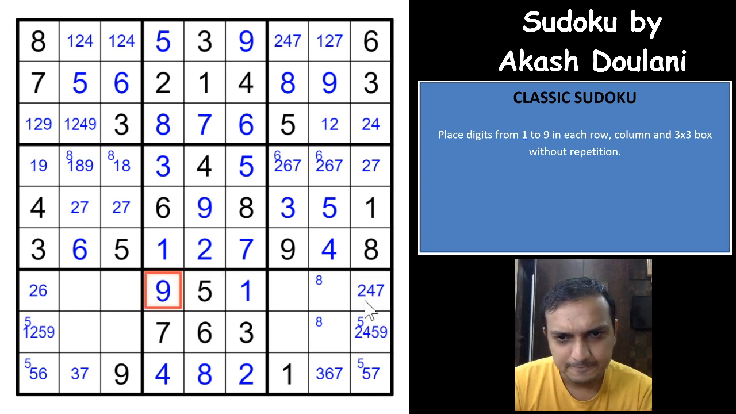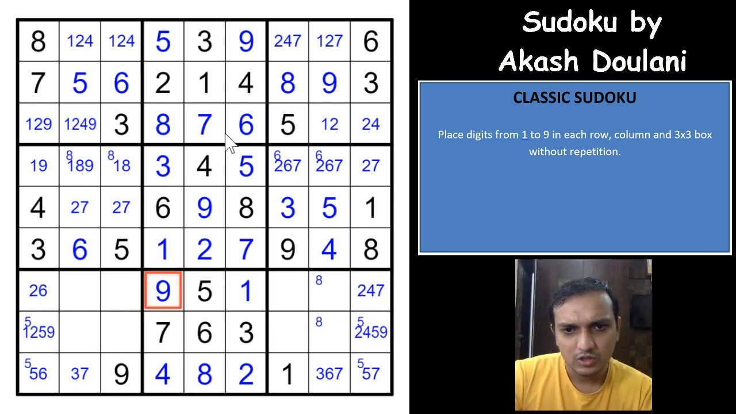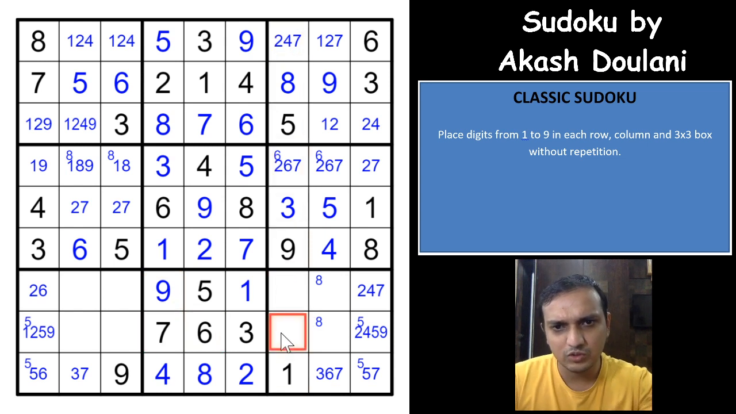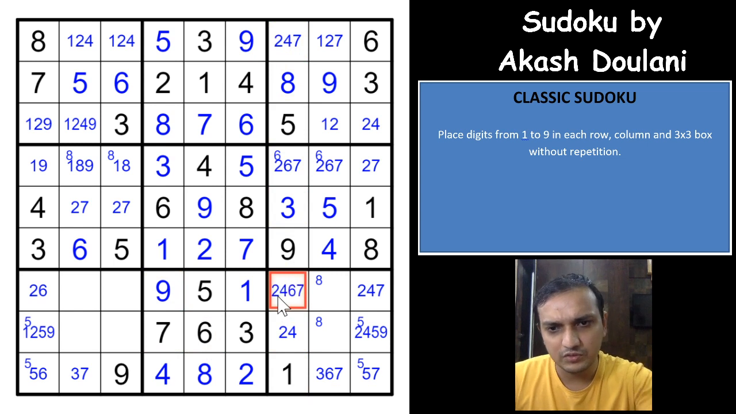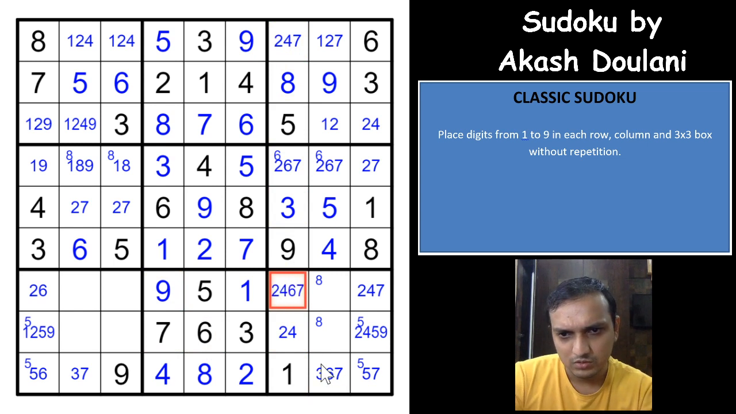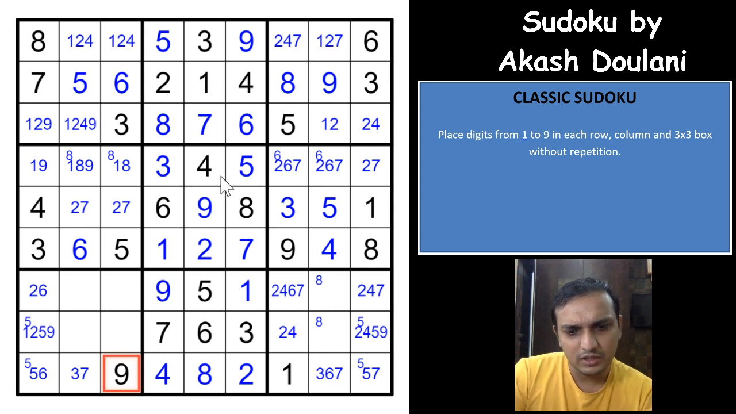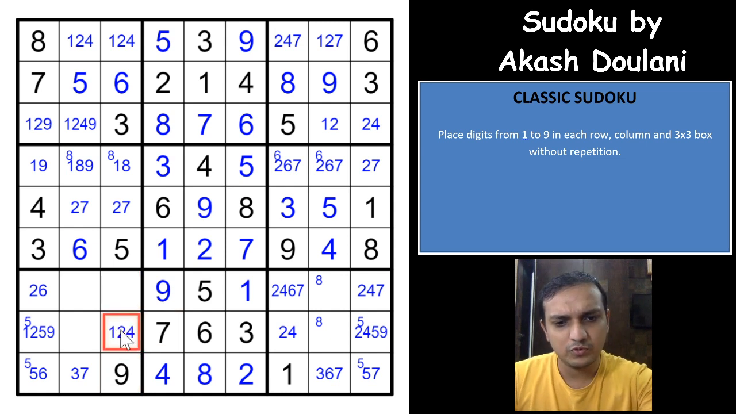Okay, nothing here as well. 2 6 4 and 7 in this column is pending. 7 6, so this would have to be 2 4. 2 4 6 and 7. Okay, no. Same way in this column we need 1 2 7 8. 1 2 4 7 8, right? 1 2 4 8.